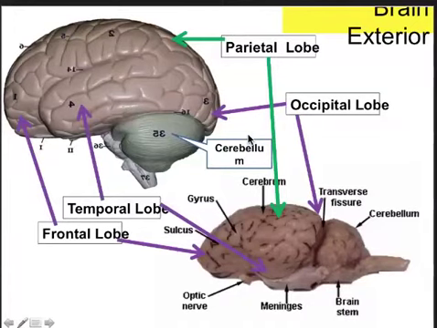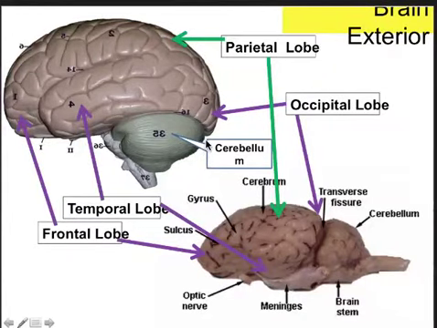Now what you're looking at here is a model of a human brain, and next to it an actual preserved sheep brain, so that you can compare some of the important structures. So what I want you to notice are the different lobes of the brain, which are named for the bones of the skull that cover them. For instance, the frontal lobe is underneath the frontal bone. The temporal lobe is underneath the temporal bone. The parietal lobe back here is underneath the parietal bone, and the occipital lobe is underneath the occipital bone.